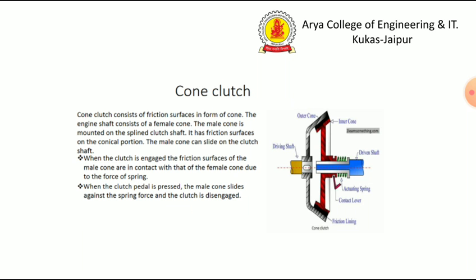When the clutch is engaged, the friction surface of the male cone is in contact with that of the female cone due to the force of the spring, and when the clutch pedal is pressed, the male cone slides against the spring force and the clutch is disengaged.